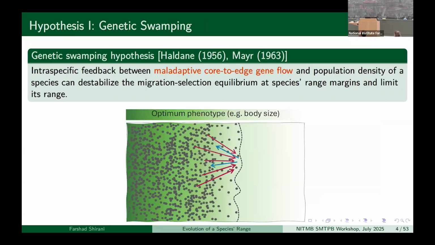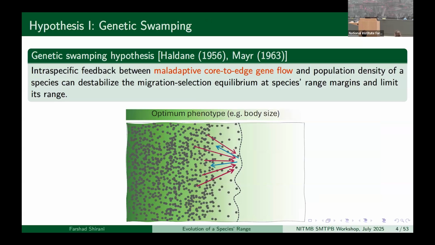There have been many hypotheses on that. I'm going to talk about two of them. The first one is due to Haldane and Mayr. It's called the genetic swamping hypothesis. In this cartoon, imagine this green gradient is showing you the gradient in the optimum value of a fitness-related trait imposed by the environment.